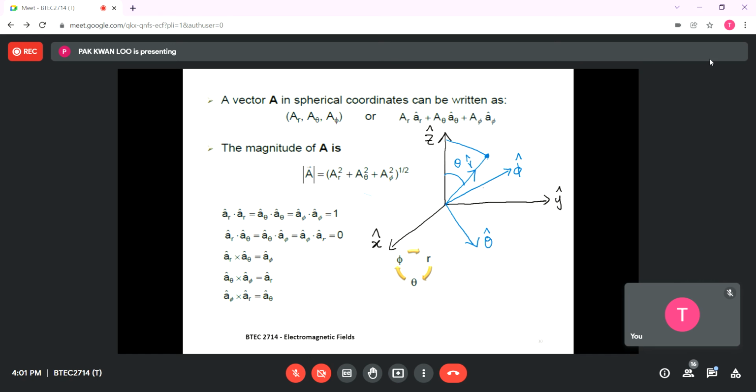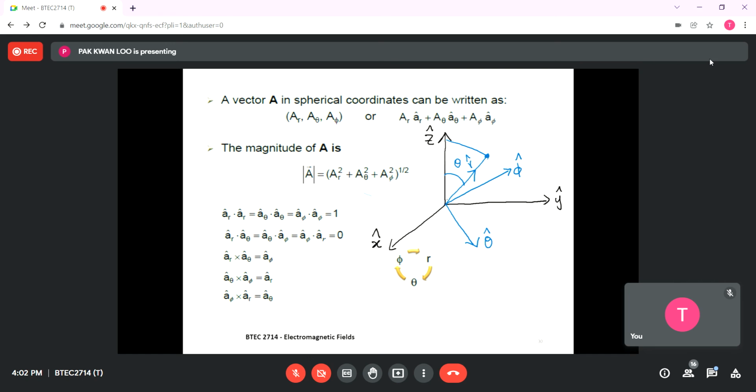Again, the unit vectors for r cap, phi cap, and theta cap are all 90 degrees perpendicular. They are orthogonal with each other. Therefore, the dot product between r cap and r cap is always 1, and between the perpendicular unit vectors is always 0. So I don't have to explain this again.